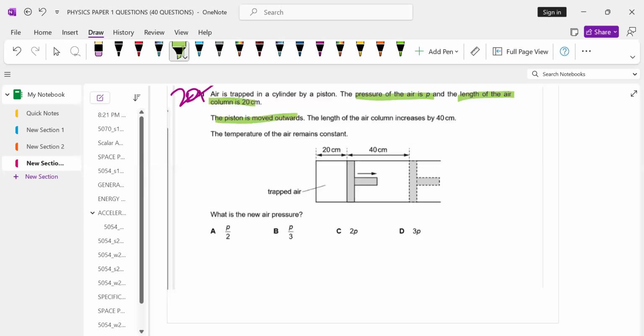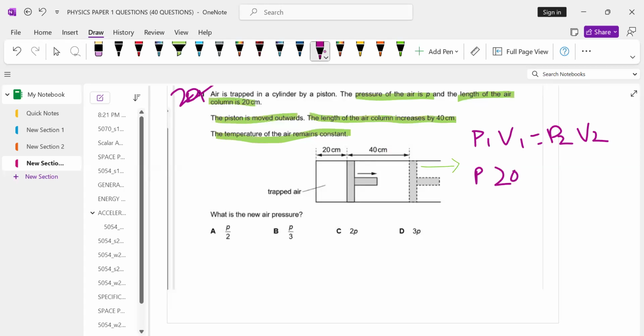The piston is moved outwards, in this direction. The length of the air is increased by 40 centimeter. The temperature of the air remains constant. So now you need to find the new pressure. To find the new pressure, you will use the formula P1 V1 equals P2 V2. Initial pressure is P, while the initial volume was 20, equals P2.